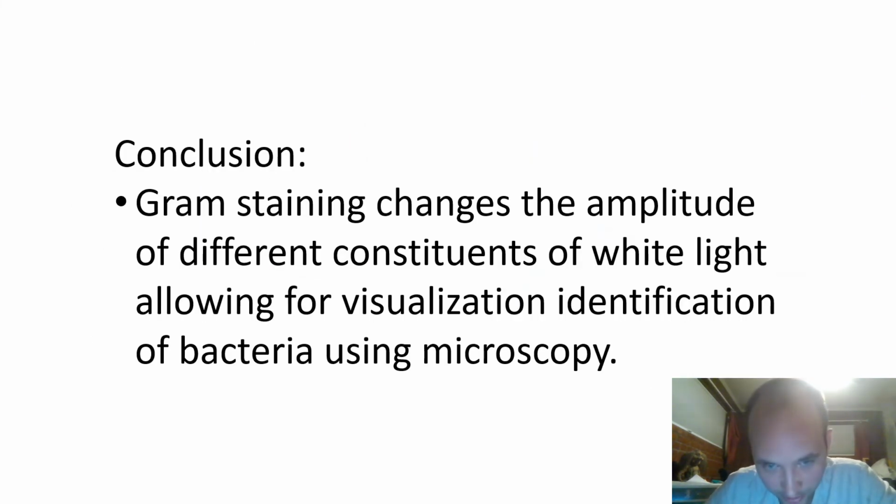So, in conclusion, gram staining is particularly powerful in the medical field for the fast and accurate visualization and identification of bacteria. And gram staining in the realm of microscopy is intended to transform bacteria into an amplitude object to see different colors. And also, we are able to visualize bacteria with magnification.